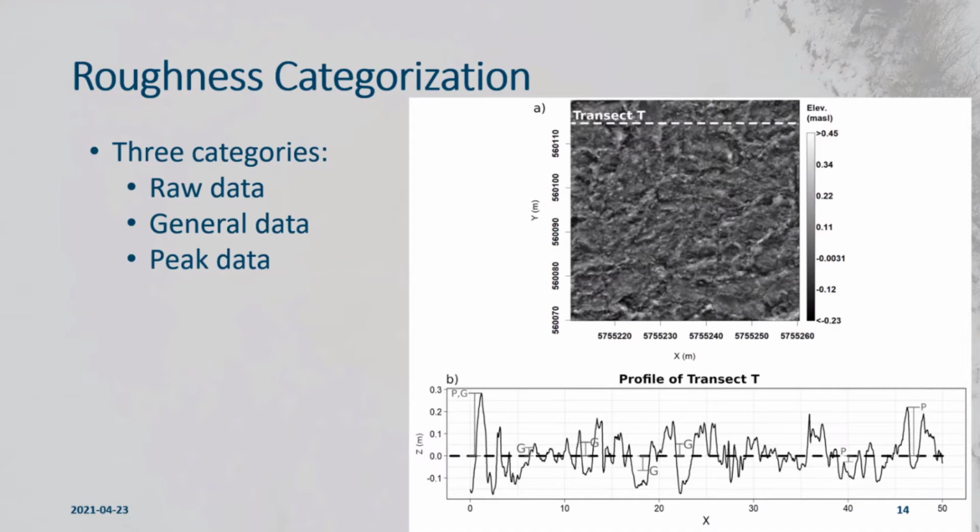So the surface data were then grouped into 3 categories for statistical analysis. The raw data was the entire original unadjusted surface. The general data was all of the adjusted surface. And then the peak data was taken as a subset of the general data, corresponding just to peaks in the ice cover. So from a roughness perspective, the peaks are generally what is dominantly causing roughness in a fluvial setting.